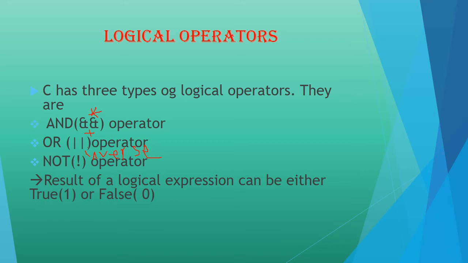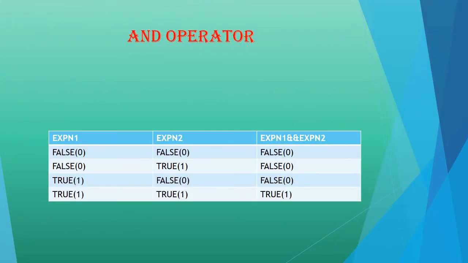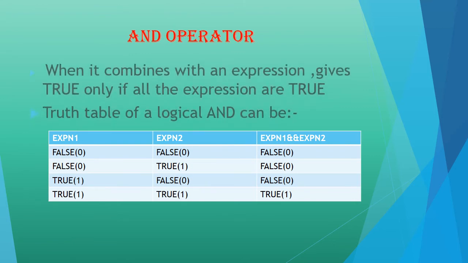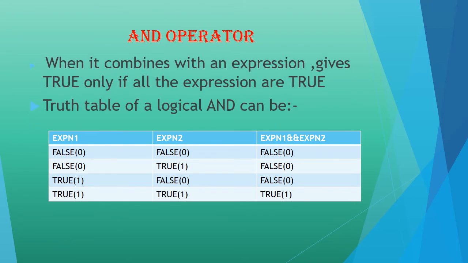So the Boolean values are true and false, but we don't know what this true and false is, right? So we are indicating true by 1 and false by 0. That is the method of using it. So I'll tell you in detail. First one, we will discuss what an AND operator is. That means it combines with an operation and gives true only if all the expressions are true. Do you know what it is?